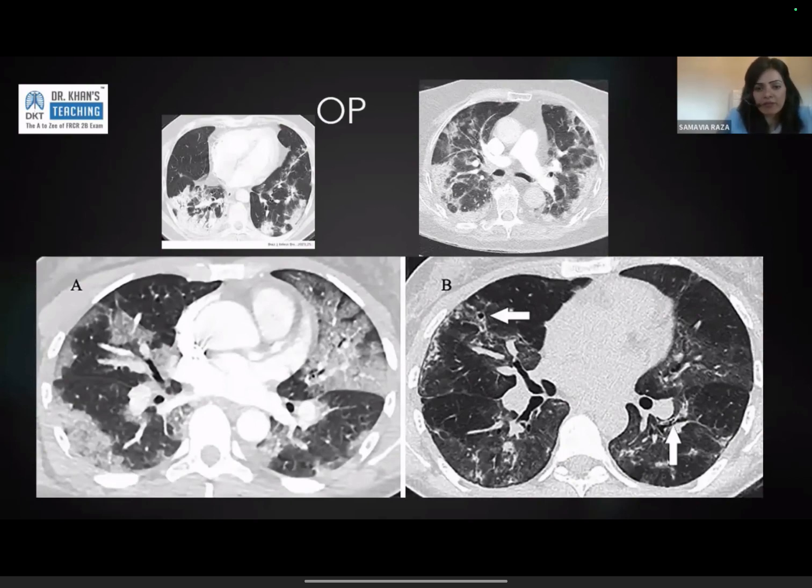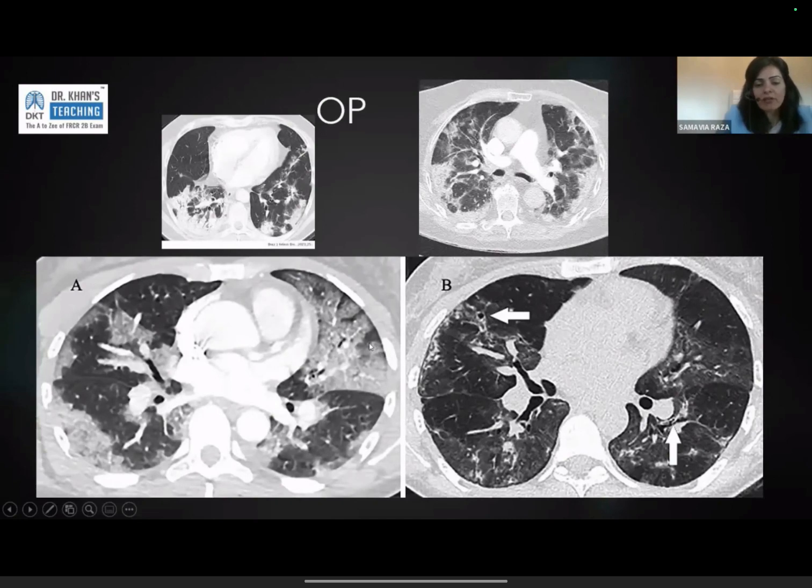Some do really well, never have another flare again. That's not to say they're not going to have another flare in 10 years' time. Completely cryptogenic, nobody knows why it happens, but that's what it looks like. It looks like subpleural consolidation, it looks like bronchocentric consolidation. It can be consolidation, or it can be ground glass, or it can be both.